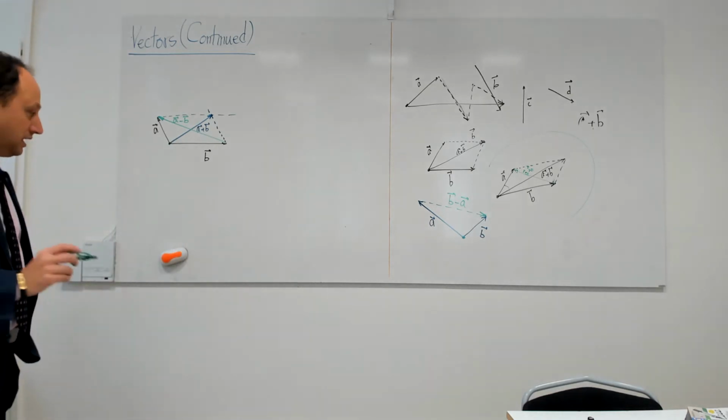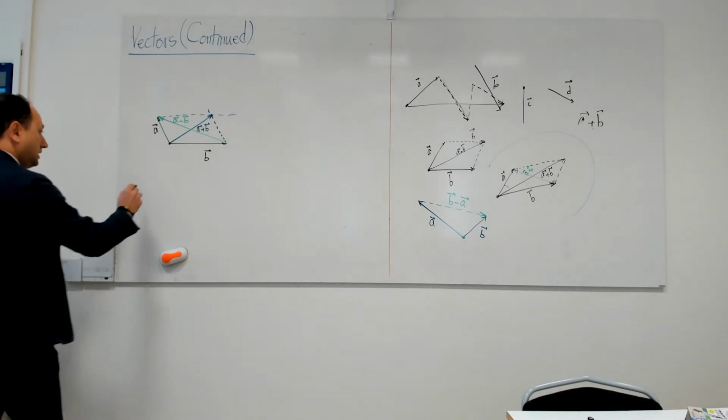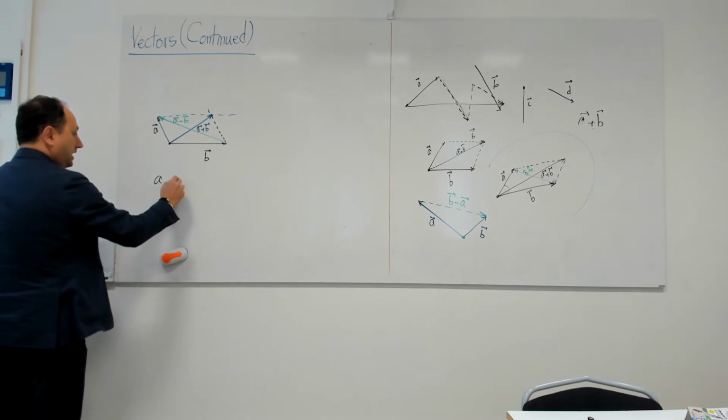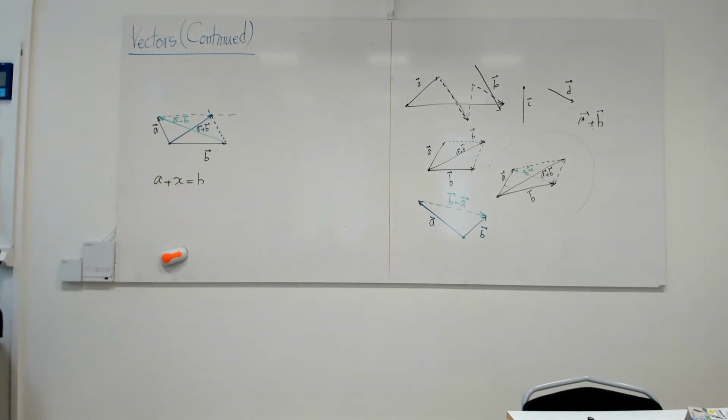So, for example, let me ask you, do you remember if I wanted to solve an equation in numbers, A plus X is equal to B. A, B, and X are numbers. If I want to find X, what can I do? X is equal to B minus A. Yes, I just move A to the other side. Can I do the same thing with vectors?